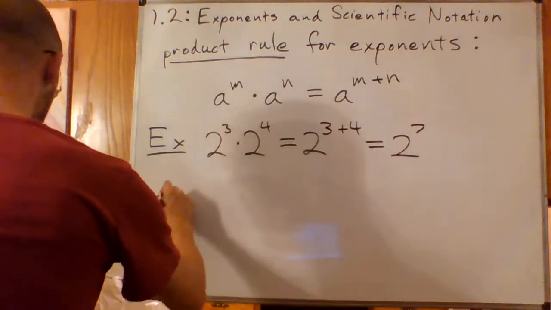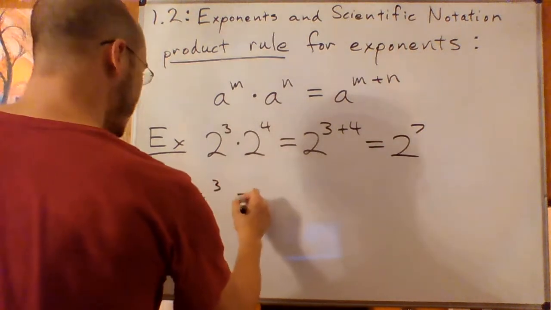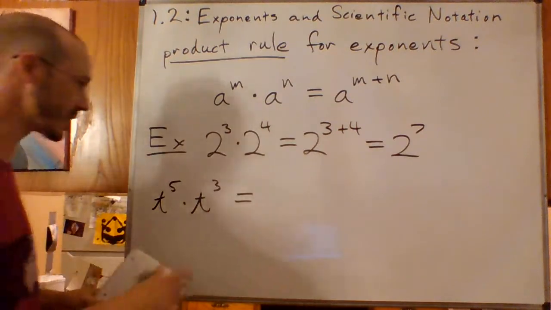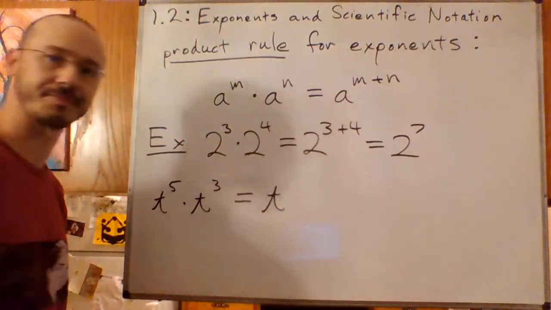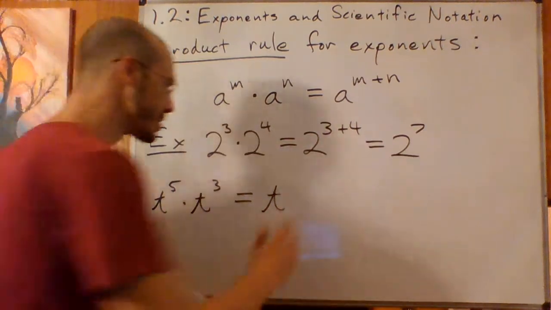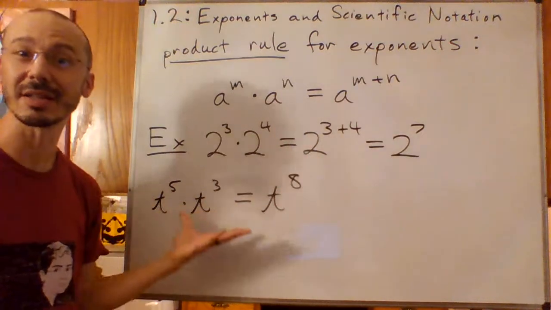Here's another example, t to the fifth times t to the third. That's with some variables. And that's t to the 5 plus 3. Add the exponents, t to the eighth. I didn't write in the detail this time, but I did the same thing.